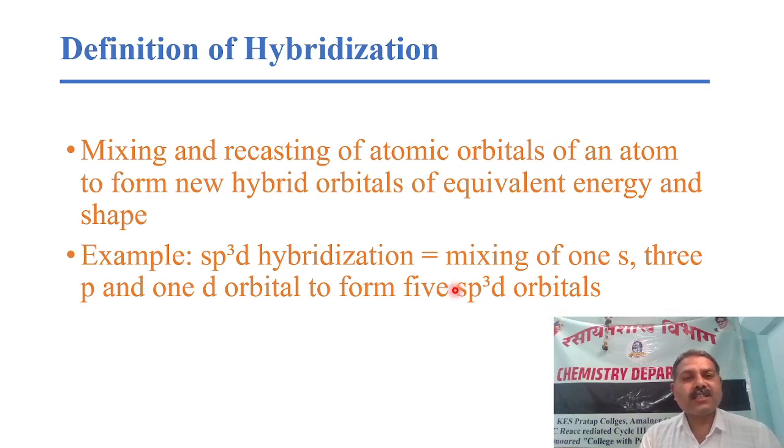So what is the definition of hybridization? Hybridization is a process of mixing and recasting of atomic orbitals of an atom to form new hybrid orbitals of equivalent energy and shape. For example, sp3d hybridization: mixing of 1s, 3p and 1d orbitals to form 5 sp3d hybrid orbitals which are of equal energy and shape.